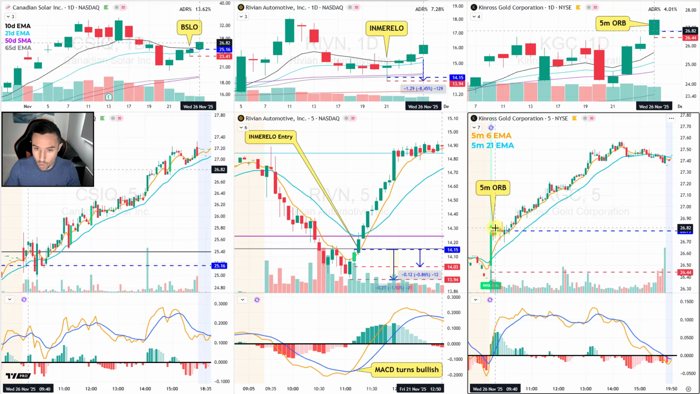So I'm looking for one, the stock to look like this, exhibit these characteristics, really strong 5-minute opening range bar, open near the low, close really strong. As you can see with Kinross, it opens on the low, closes really strong. The volume doesn't need to be mega, as you can see. With Kinross Gold here, it's only 1.1 times the 20-day lookback relative volume.